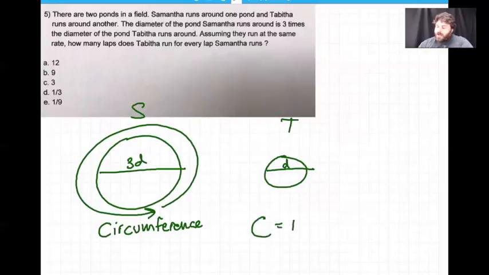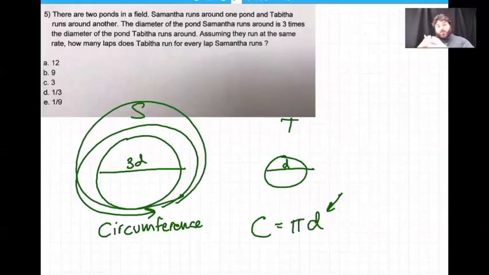The circumference is just pi times d, where d is the diameter. Now notice, d is to the first power. So if I double d, or I triple d, or I quadruple d, it's going to double, triple, or quadruple the circumference as well. So it's going to go at the same rate. So it's 3 times as big of a diameter. That means the circumference is going to be 3 times as big. So when she does 1 lap, that's 3 times as big. Tabitha is going to be able to do 3 laps in the same amount of time, right?